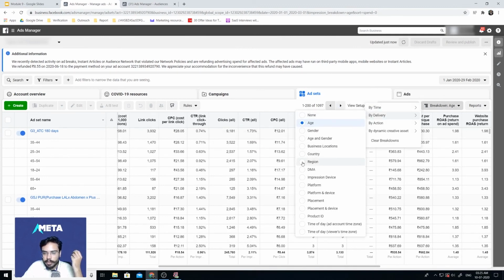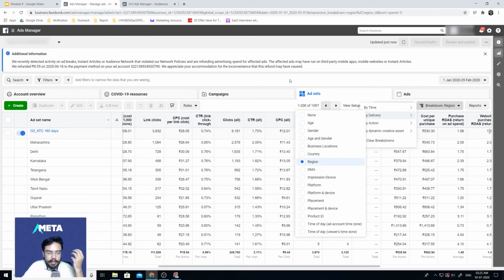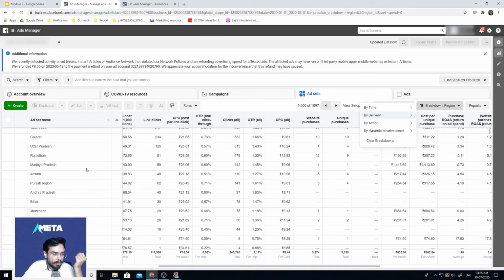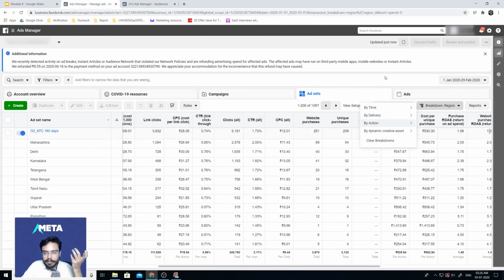I can also analyze regions. Okay, where in India has my ad been going? Maharashtra. Okay, the bulk of the orders have come from Maharashtra, Delhi, Karnataka. You can break down further, and once you find insights from ads that have already run, this is what I meant when I said you spend money to gain insights.